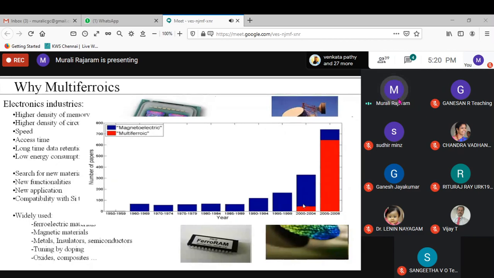Schmid. He coined this word multiferroic. Before that, it was called magnetoelectric or ferroelectromagnet. That's why the magnetoelectric keyword was used before 2000, and then the multiferroic field started blooming right from 2000 or 1995.